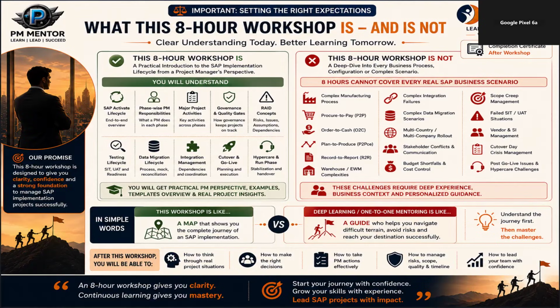Okay, you will understand the SAP Activate lifecycle end to end. You will understand what the project manager is expected to do phase by phase. You will understand the major project activities. You will understand governance and quality gates. You will understand the RAID concepts: risks, assumptions, issues, and dependencies. You will understand the testing lifecycle, including SIT, UAT, and readiness. Okay, so these are the things you will understand. So the objective is to build a strong map in your mind, a map of how an SAP implementation actually flows from beginning to end.